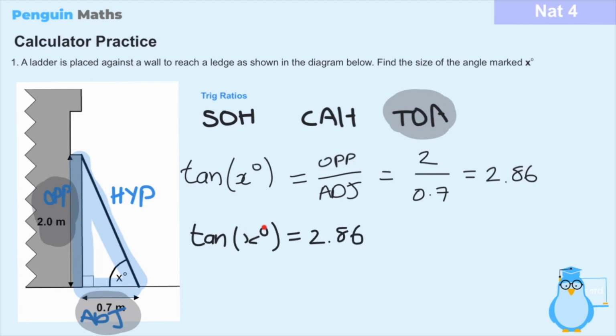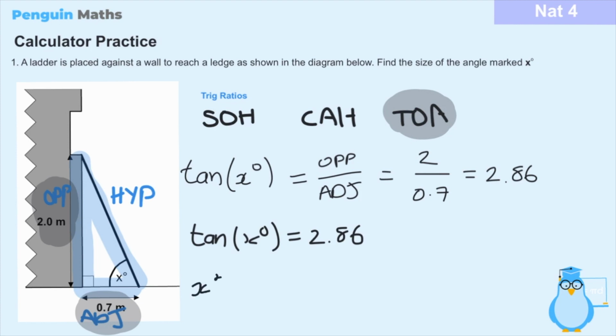Now, because we want x degrees by itself, that means that we have to do something with this tan, and what we want to do is take it over to the other side. But in order to do that, we have to take the inverse function of the tan, because we know that if we ever take the sine, cos or tan function over to the other side, we have to take the inverse of it. So that would look something like this.